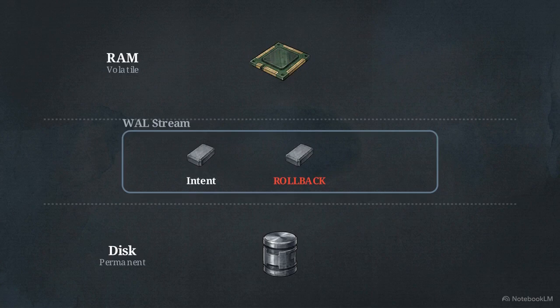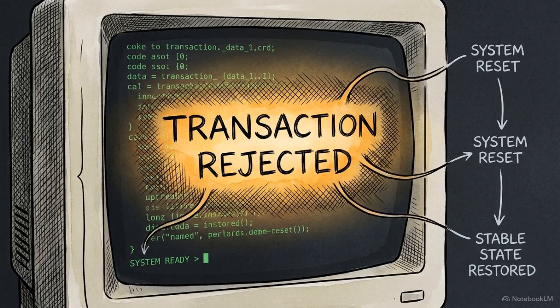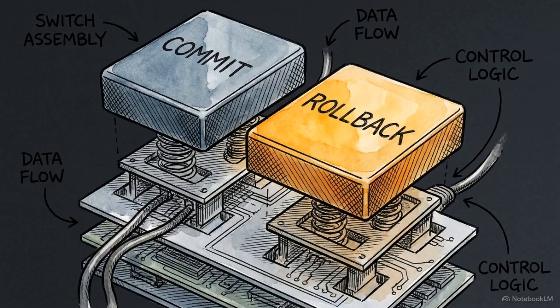If a transaction fails, the database rejects the changes. A rollback marker is added to the log, and the pending changes in RAM are cleared. Rollback restores consistency, ensuring that unfinished or invalid operations never become part of the permanent record. Commit and rollback act as the gates that separate temporary proposals from the permanent state of the system.